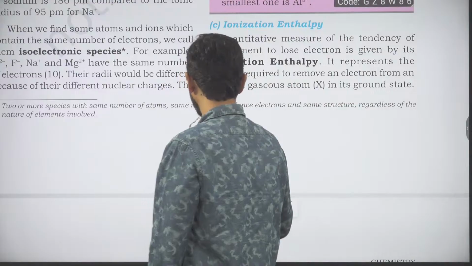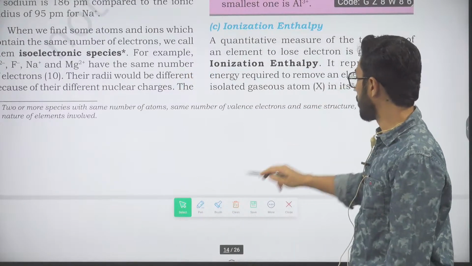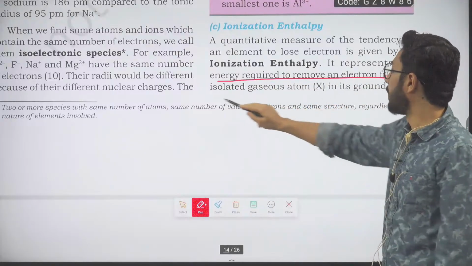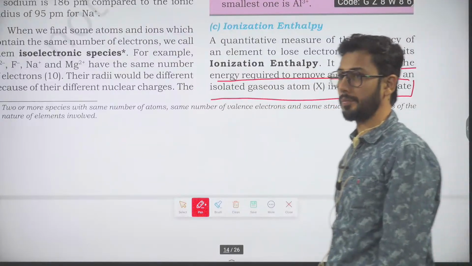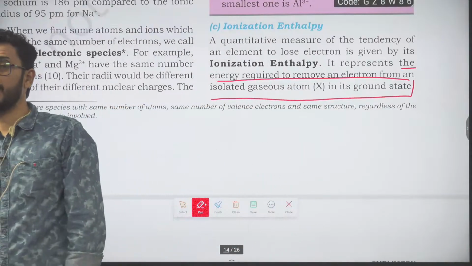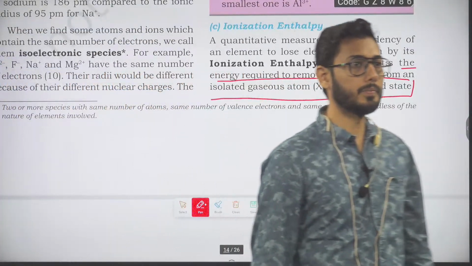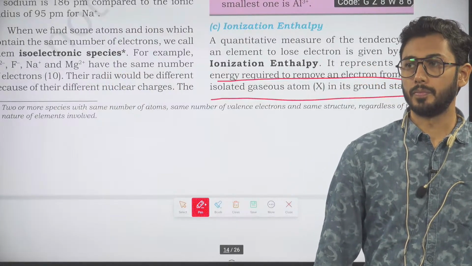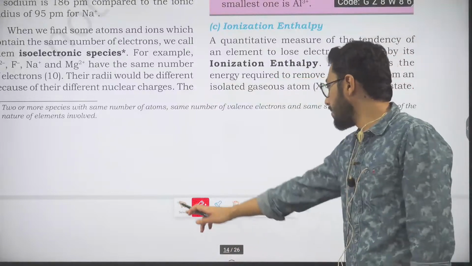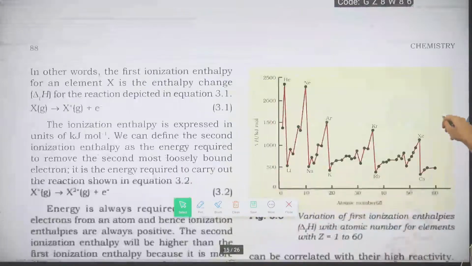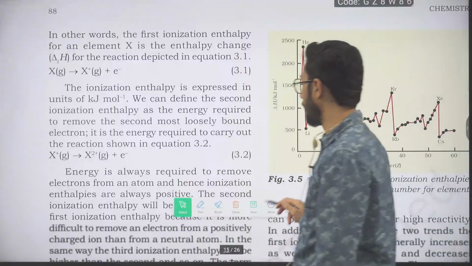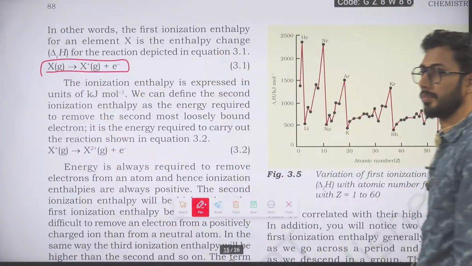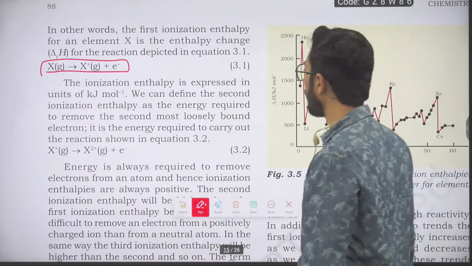Take now. Next term is ionization enthalpy. In the notes, you can mark the definition. Energy required to remove electron from an isolated gaseous atom in its ground state. The energy required means it is which one? Endothermic in nature. It is endothermic in nature. Right? In your NCERT, you can underline these lines. It is the representation in terms of reaction. X gaseous, loss of electron, it is X plus.